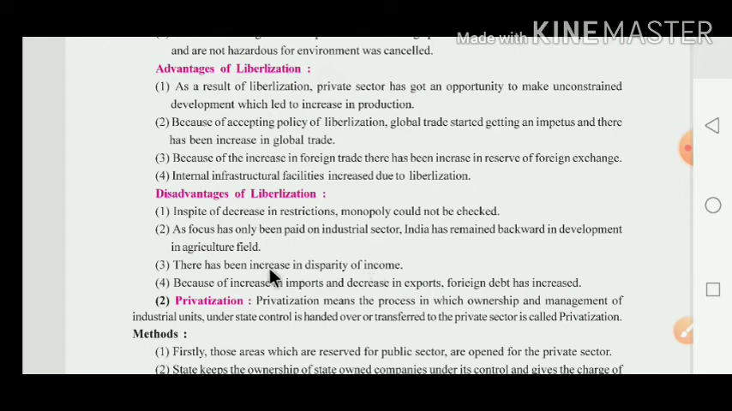Next, there has been an increase in disparity of income due to this policy. There are chances of disparity of income. Disparity means asamanta. Now what happened there? The poor become poorer and the rich become richer. That is why there is a chance of disparity of income due to this policy.